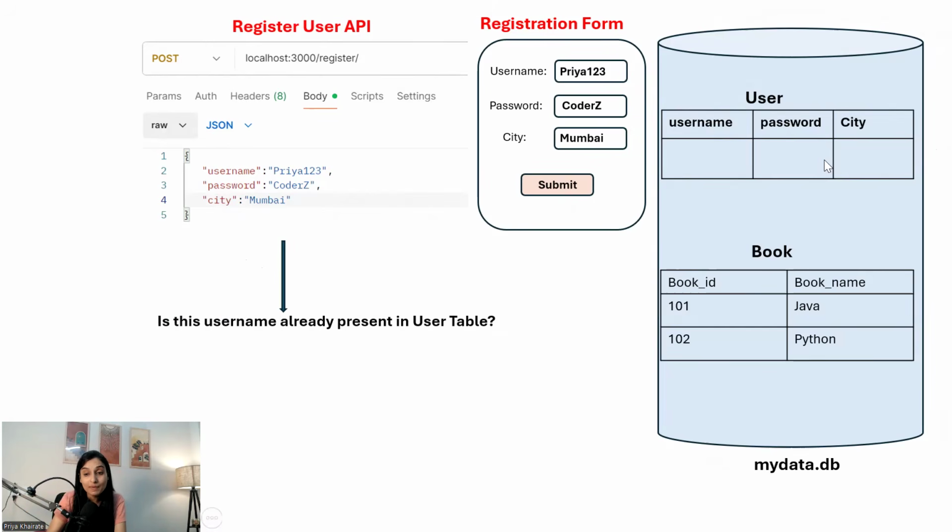is this username already present in my user table? Check, is this username already present in my user table? If it is present, I will send an error message to the user.